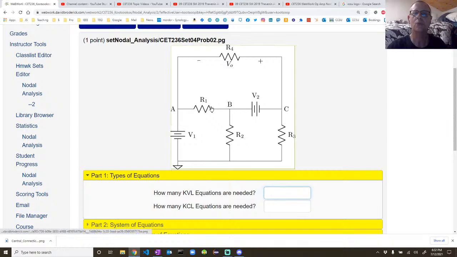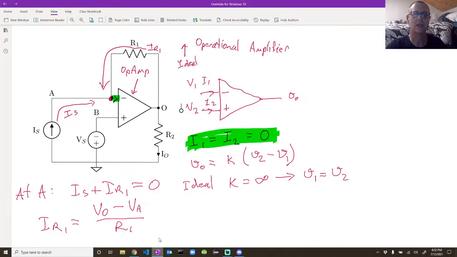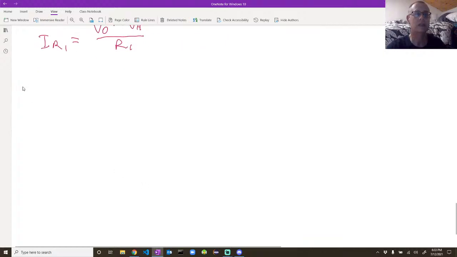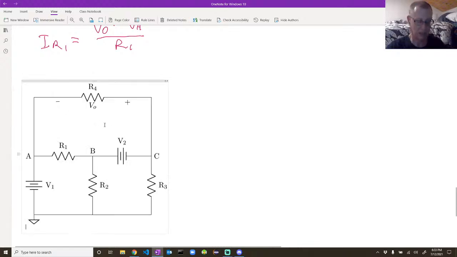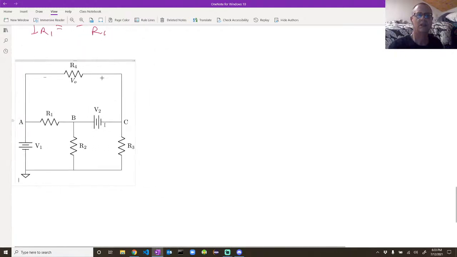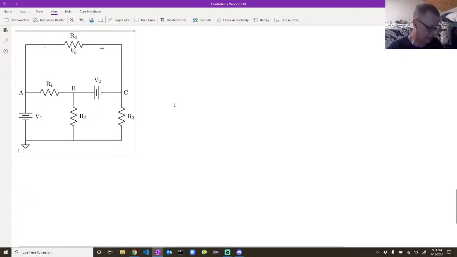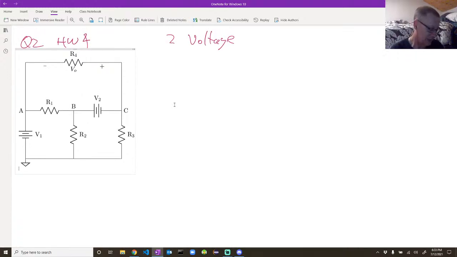It all depends, right? So let me just copy that image and put it in here so I can doodle on it again, and let's see what we can do. Okay, so this is question 2. Where did my pen go? There it is. So this is Q2 in homework 4. Okay, so the issue with this one is because we've got 2 voltage sources.